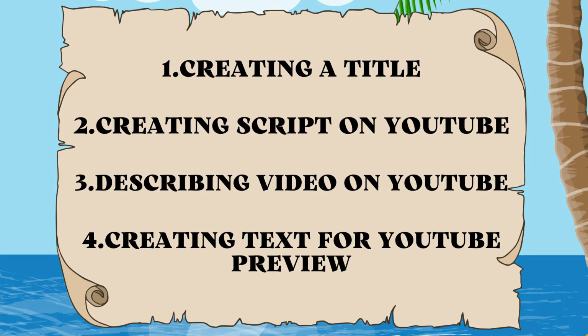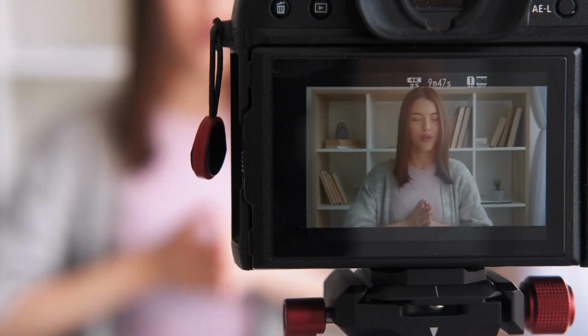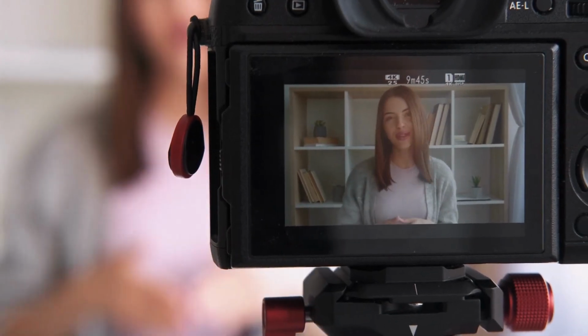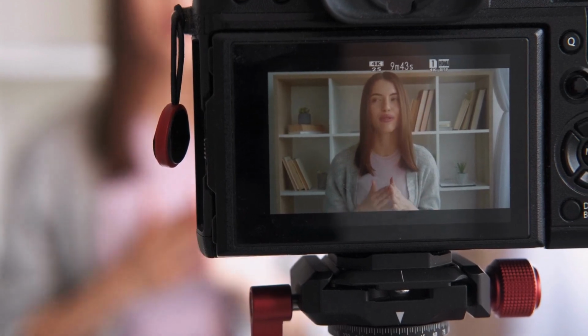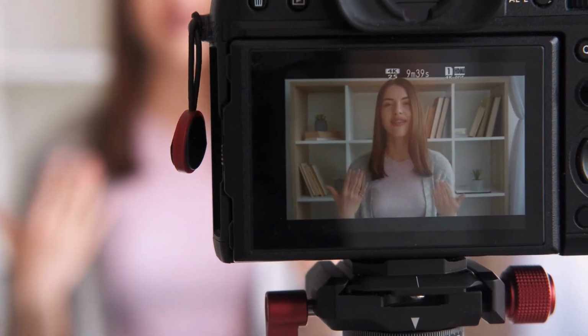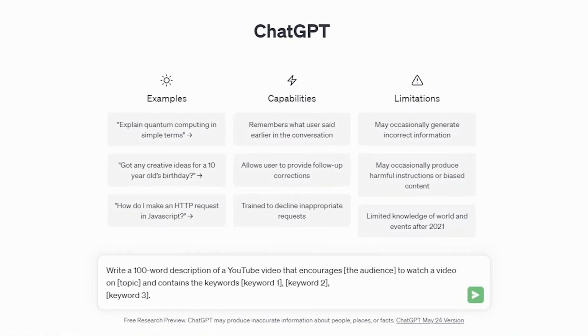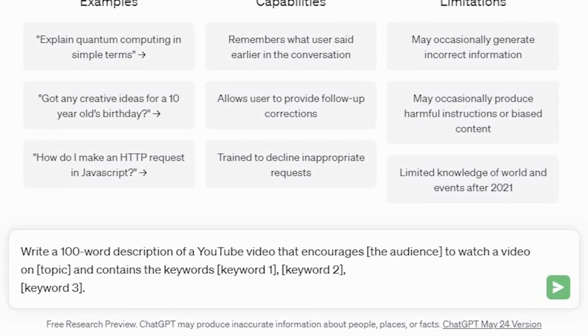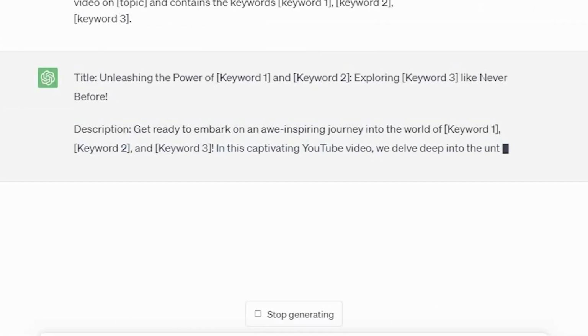Moving on to our map, and our next stop is creating a description of the YouTube video. The description is necessary to promote our videos, SEO optimization, and viewer convenience, and in order for ChatGPT to help us, we should introduce such a prompt. Write a 100-word description of a YouTube video that encourages the audience to watch a video on topic and contains the keywords keyword 1, keyword 2, keyword 3. After which we get this answer.